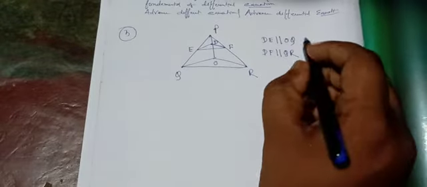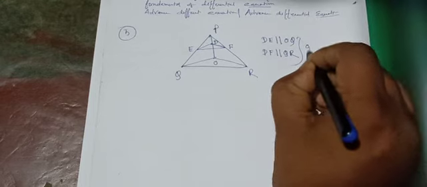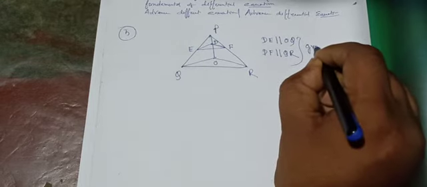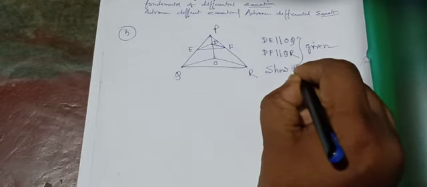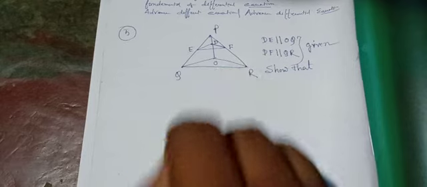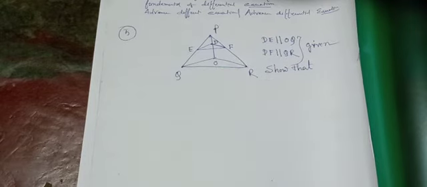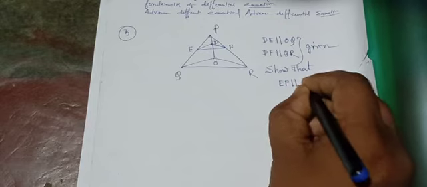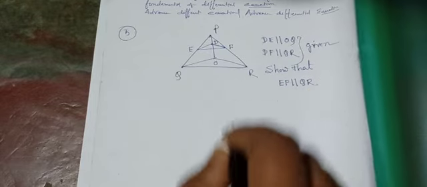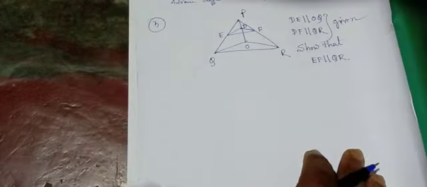Okay, this is given. We have to show that EF is parallel to QR. So here comes the solution.